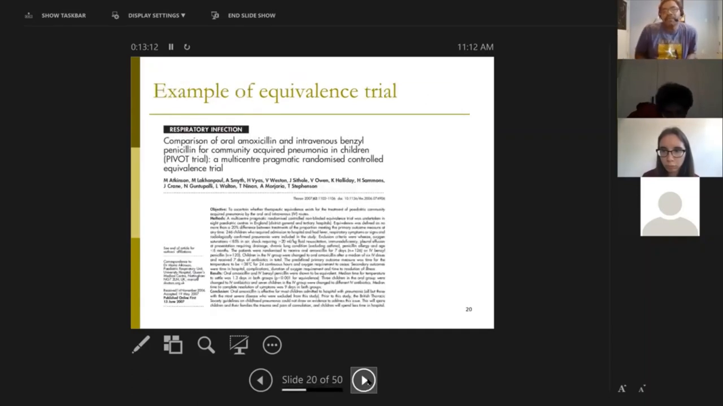Here is an example of an equivalence trial. Comparison of an oral amoxicillin and intravenous benzyl penicillin for acute community acquired pneumonia in children, right? Intravenous injections in children is a nightmare, okay? You can't even get the kids weaned most of the time, right? And it's traumatic for the kids, it's traumatic for the patients, it's a bloody headache.